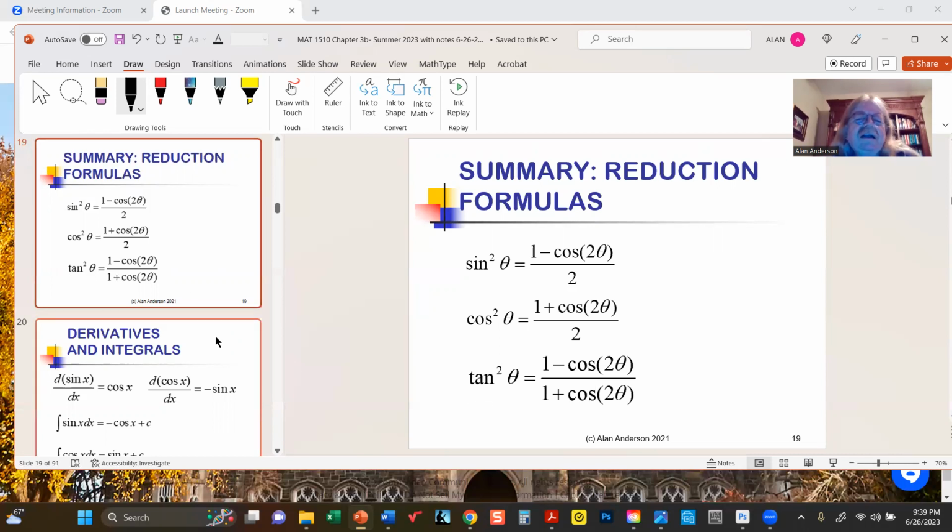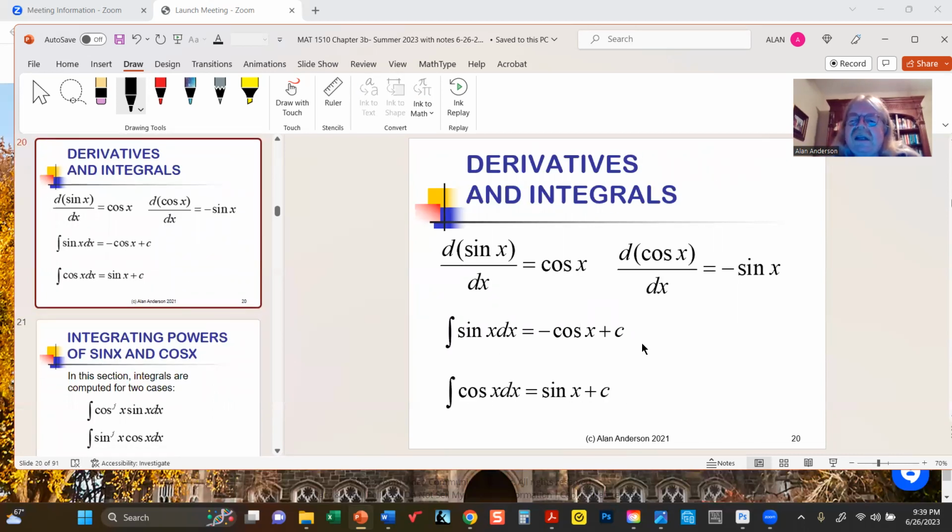Now, I threw these in here because we're going to need these, just in case you're starting to forget. The derivative of sine x is cosine x. The derivative of cosine x is negative sine x. And that implies that the integral of sine x dx must be the negative cosine x plus c, and the integral of cosine x dx must be the sine of x plus c. So don't forget about these. You'll need them quite frequently.